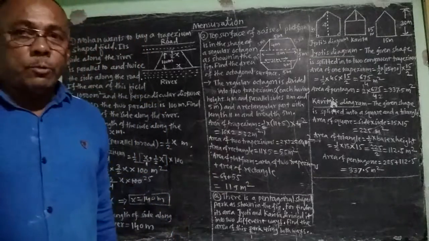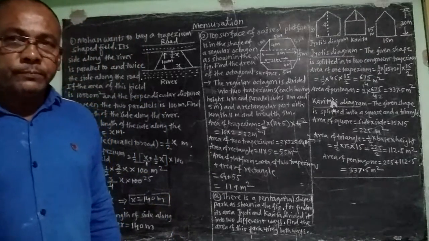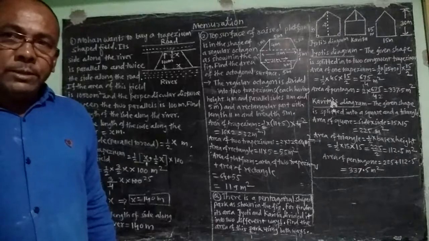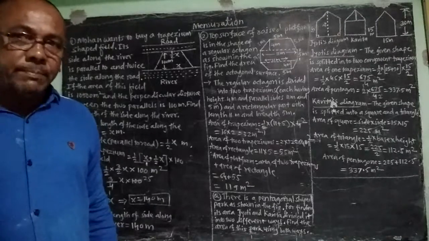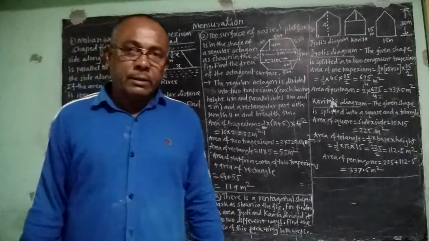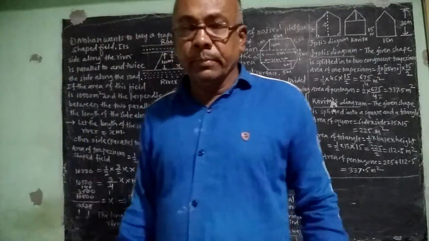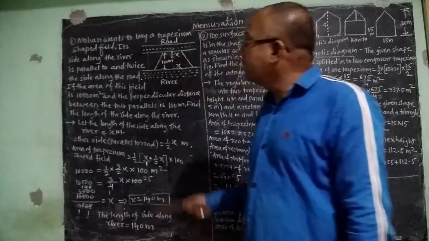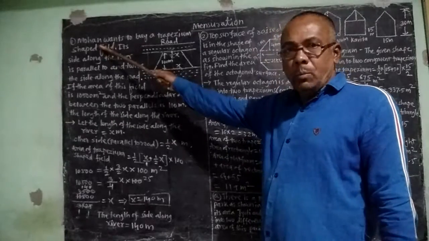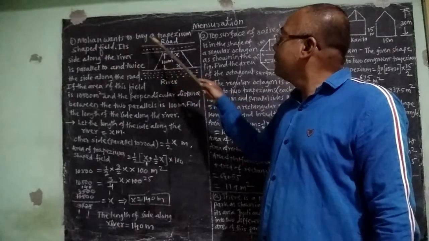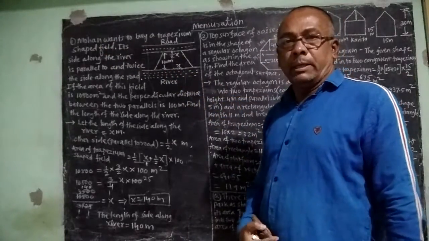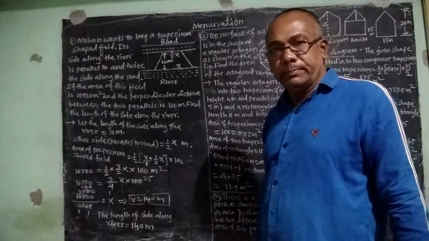In our topic mensuration, today we are going to solve some examples. Our first example is that Mohan wants to buy a trapezium shaped field.